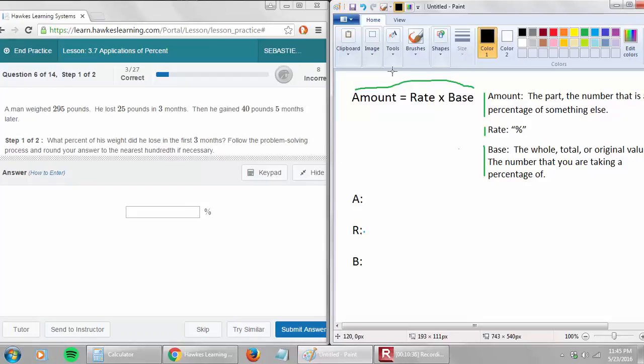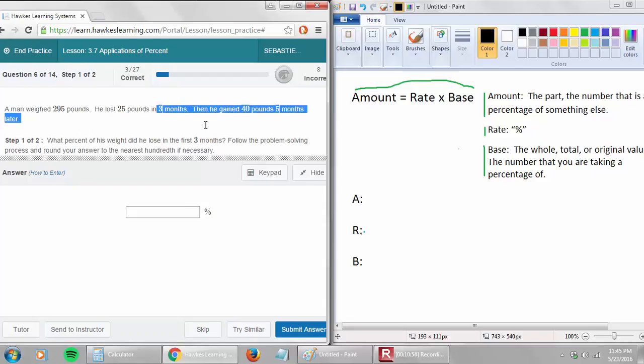Okay, well, this man weighed 295 pounds and he lost 25 pounds in the first 3 months. Full stop. They're asking us here in step 1, what happened in the first 3 months? That means all this stuff that happened 5 months later I don't care about. At least not for this step. The 3 months, as I mentioned, is just a label, so I can ignore that too. The only numbers that really matter here are that he weighed 295 pounds and he lost 25 pounds.